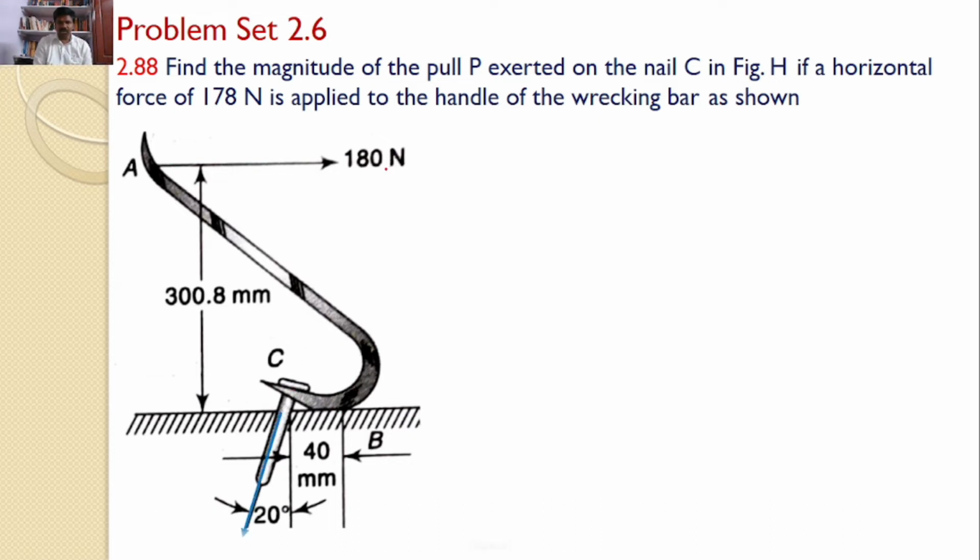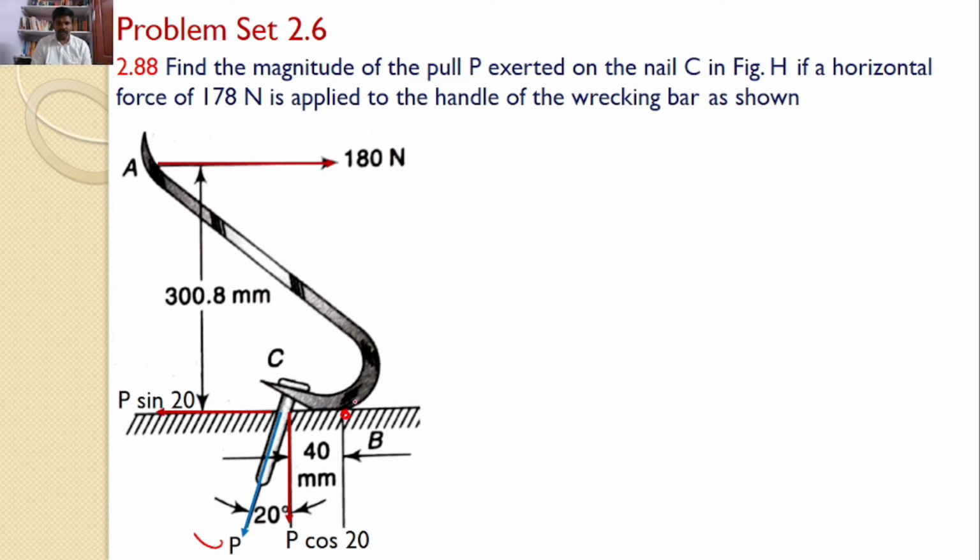180 newtons force, clearly we can see the force is acting here. And we know that the force developed inside the nail is along this axis. Along this axis, that is P. Let the force be P. And the force P makes an angle 20 degrees to the vertical. Hence, you can resolve that force into two components. That is P cos 20 in the vertical direction and P sin 20 in the horizontal direction.